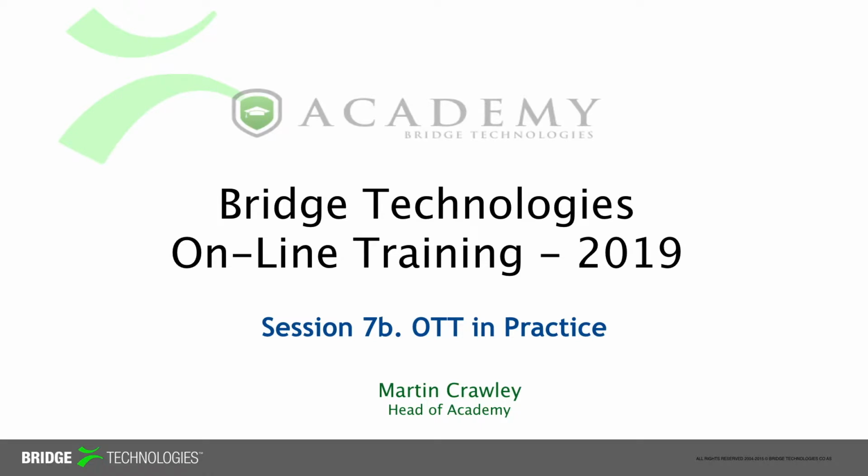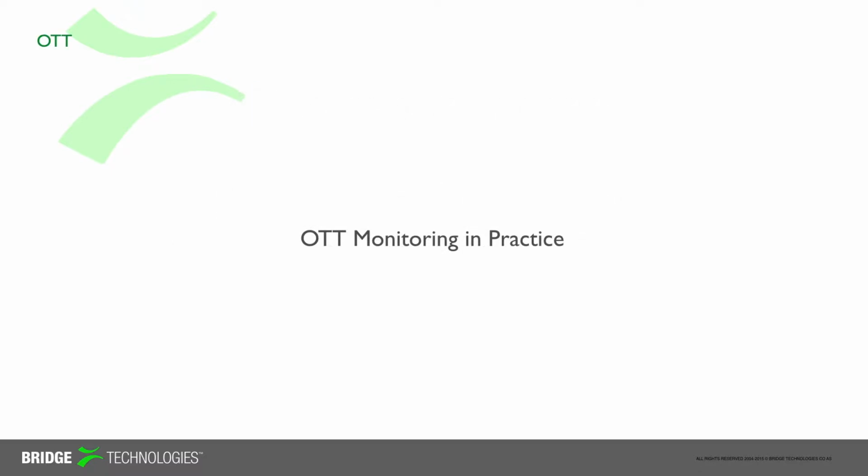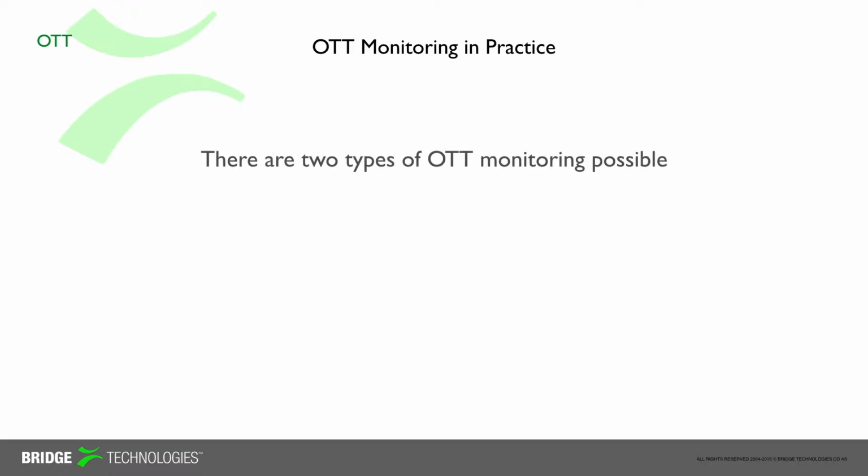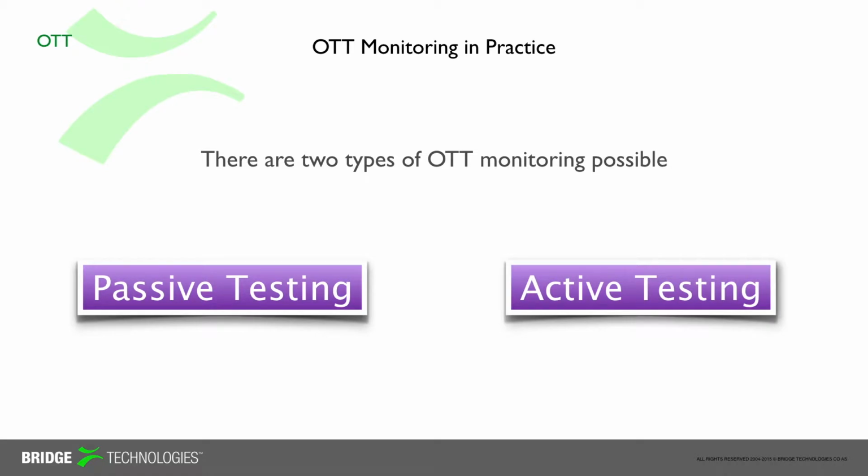Right, so before we start looking at how the probes themselves are doing the monitoring, let's just have a look at some of the monitoring practices. There are two ways to monitor OTT: so-called passive testing and so-called active testing. Now, Bridge Technologies mainly use the active testing model, and we'll explain that later. But before that, I'll just run you through passive testing so that you've got an idea of what it involves and some of the reasons that we don't actually do a lot of passive testing.